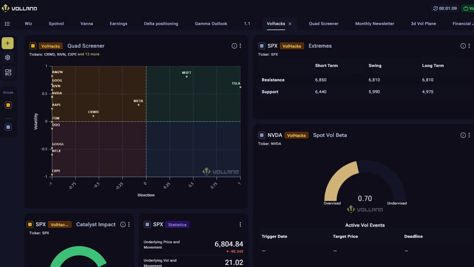In technical analysis, short-term, swing, and long-term extreme levels would be concurrent. That is, short-term would be lower than a swing on a resistance, or swing would be lower than a long-term. That is not the case with Volland. Since Volland is using different vanna extreme levels, short-term extremes can be higher than long-term levels.